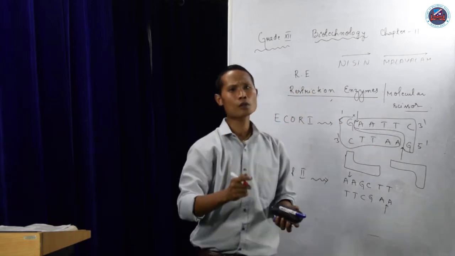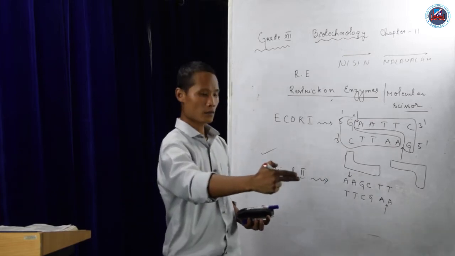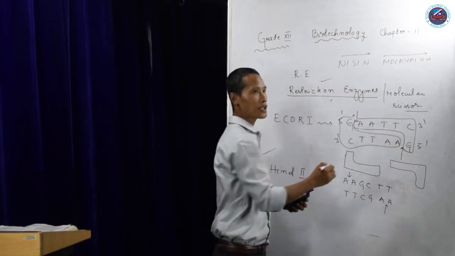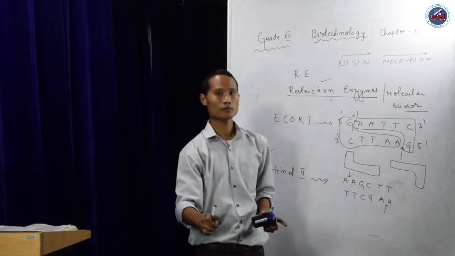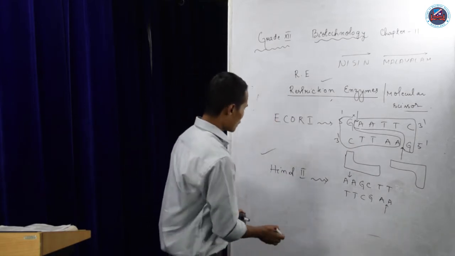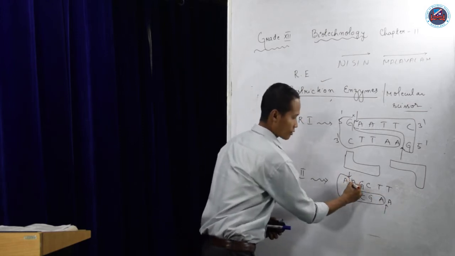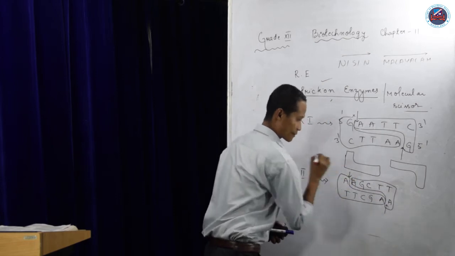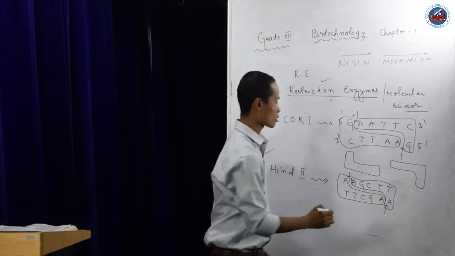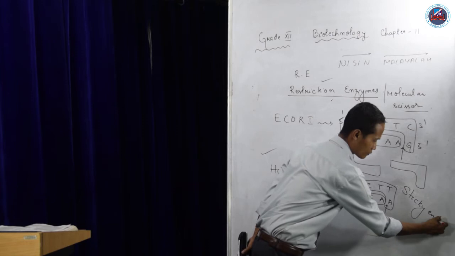But if you take the example of endonuclease and exonuclease, they cleave only one strand, that is a single strand. But restriction enzymes cleave both strands at a specific point. Same as this, they will cut here, and you get one strand, one end. So this is one end, this is another end, and this type of end is called a sticky end.